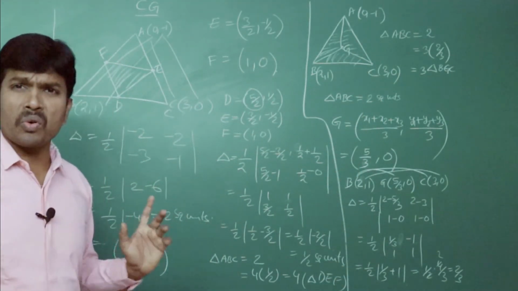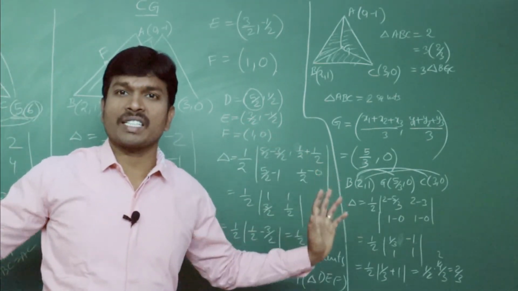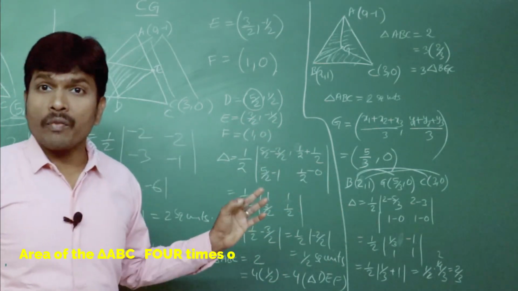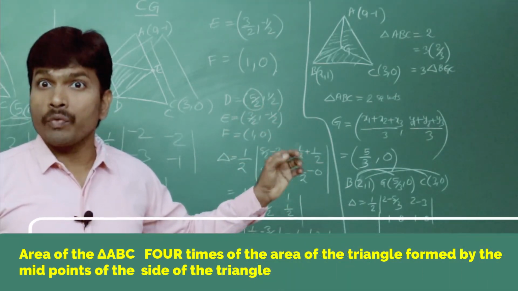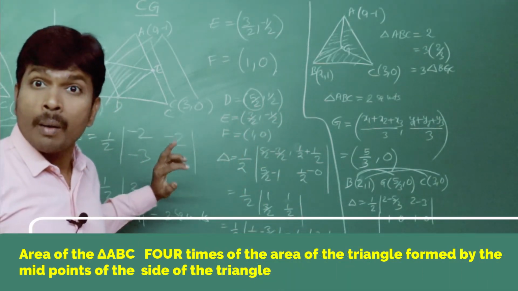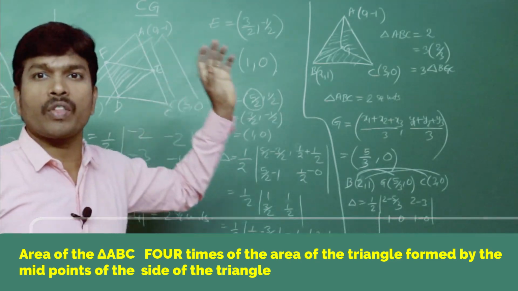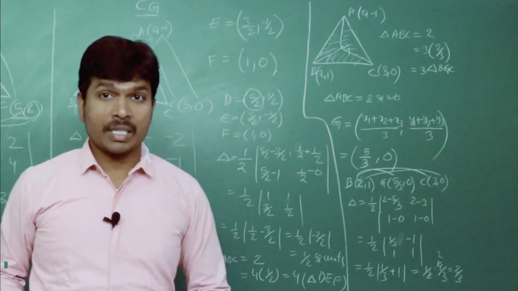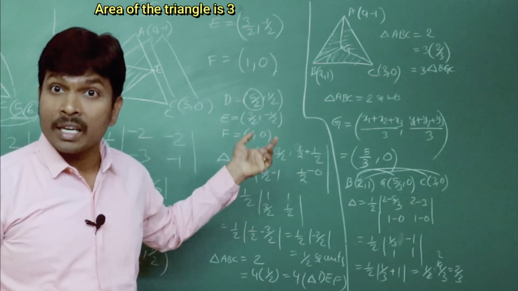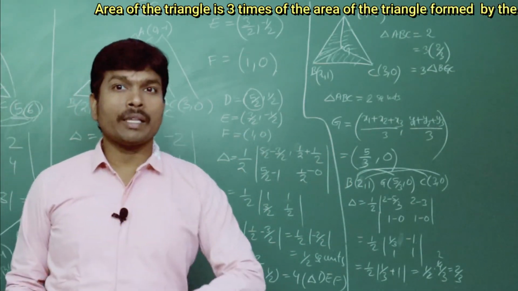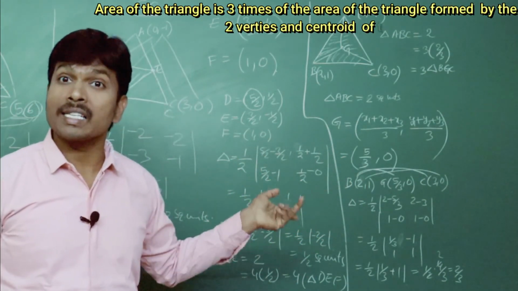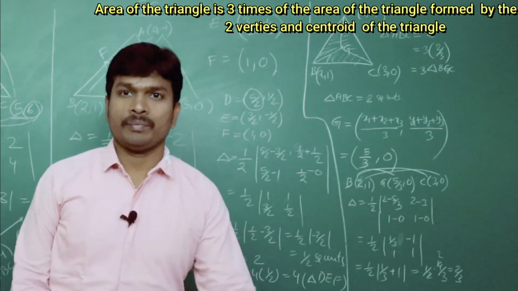So 2 most important results we got. What are those? The area of the triangle ABC is equal to 4 times the area of the triangle formed by the midpoints of the sides of the triangle. First one. Second one, the area of the triangle is 3 times the area of a triangle formed by the 2 vertices and the centroid of the triangle. Good.